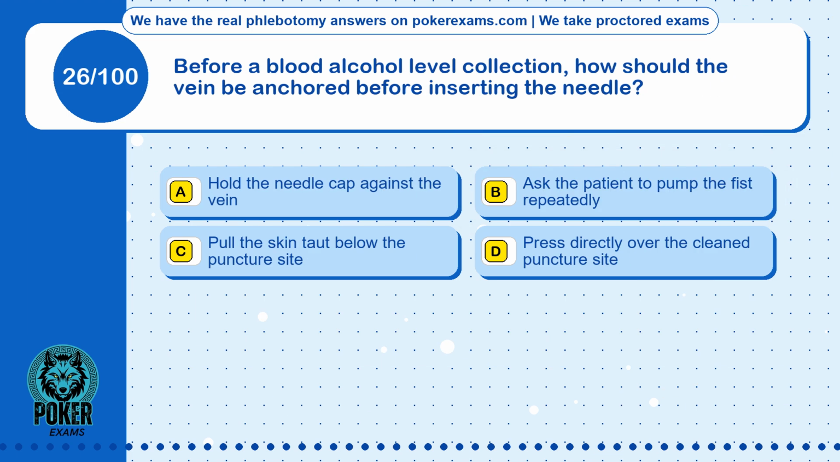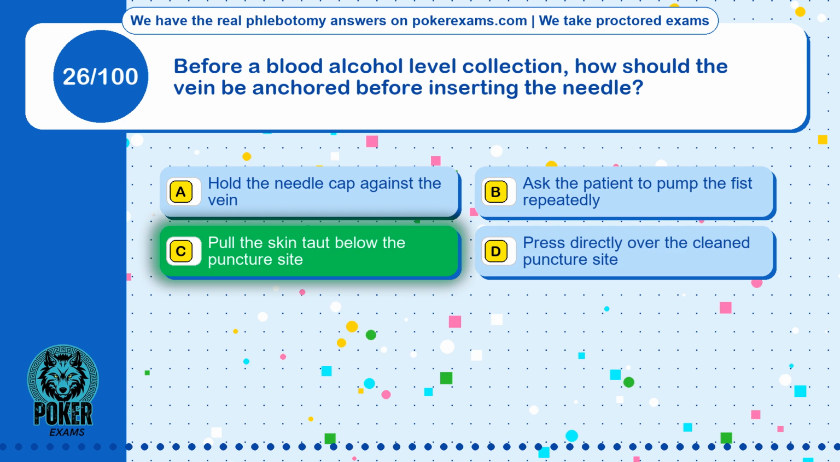Question 26. Before a blood alcohol level collection, how should the vein be anchored before inserting the needle? Option A, hold the needle cap against the vein. Option B, ask the patient to pump the fist repeatedly. Option C, pull the skin taut below the puncture site. Option D, press directly over the cleaned puncture site.